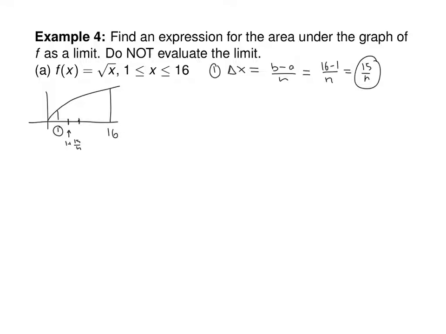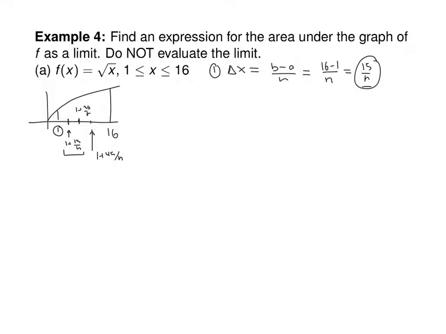What's the next point going to be? Not quite. You take this 1 plus 15 over n, and what do you add to it? You add 15 over n again, which gives you 1 plus 30 over n. That's because the width of the intervals is 15 over n. What's the next one going to be? 1 plus 45 over n. Notice that 30 is 2 times 15 and 45 is 3 times 15.